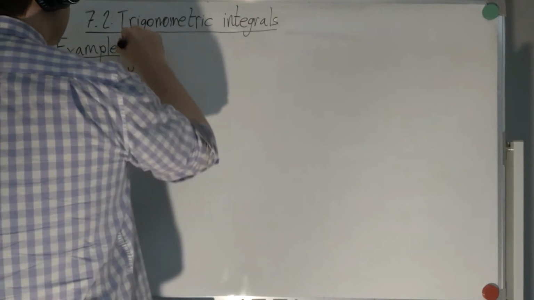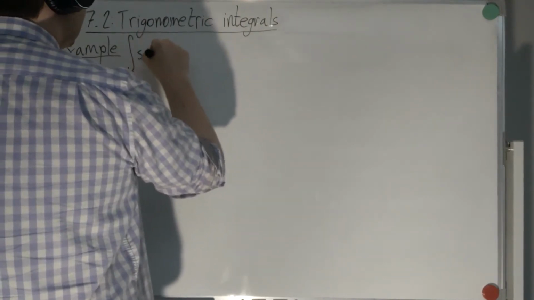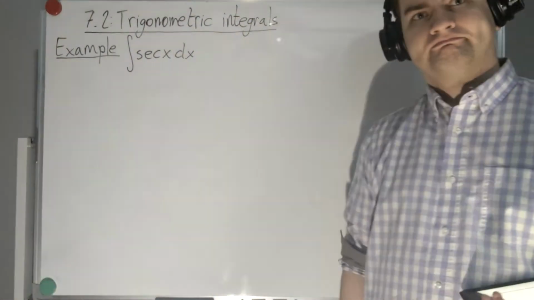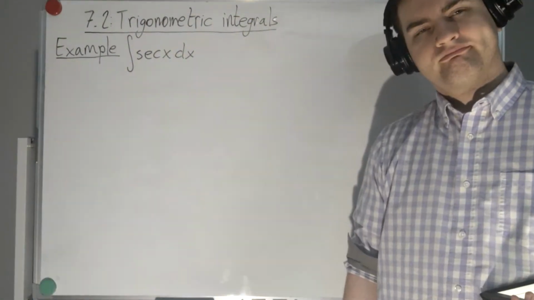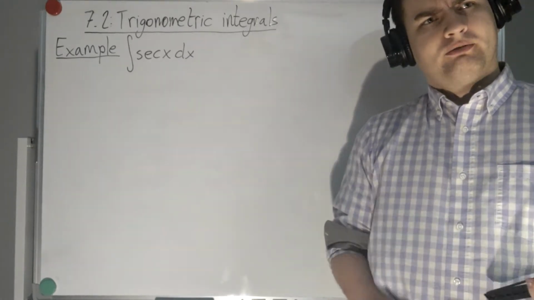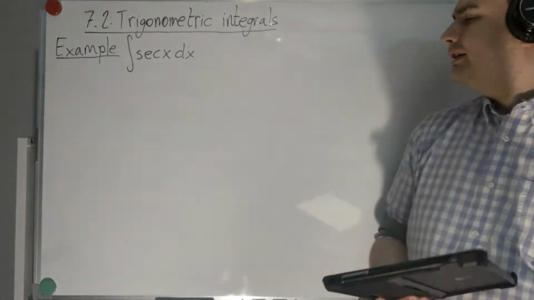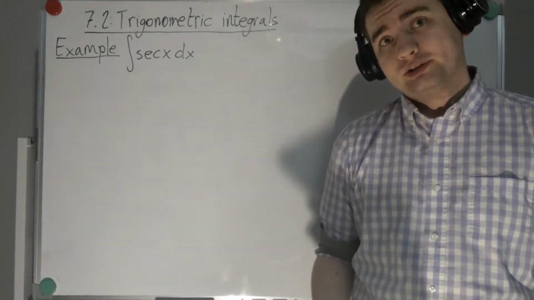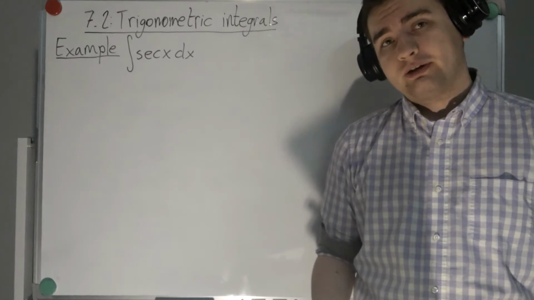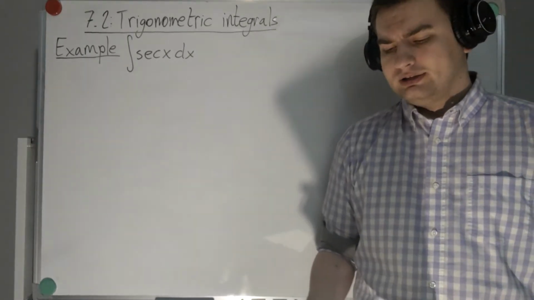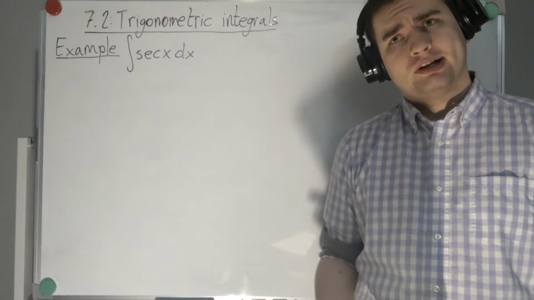So let's say we were asked to evaluate the indefinite integral of secant x dx. How would you do that? Well, let's see here. It's definitely not secant x tangent x, because that's the derivative. What we're looking for would be the antiderivative of that. So how would you do this?